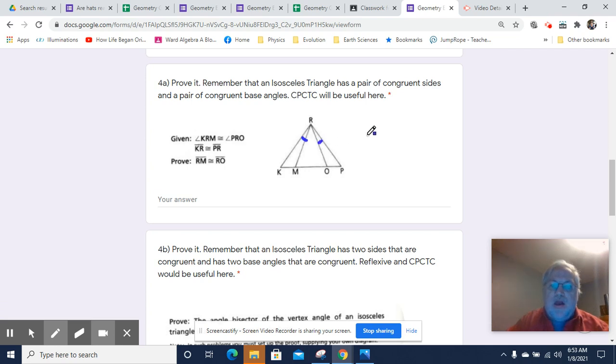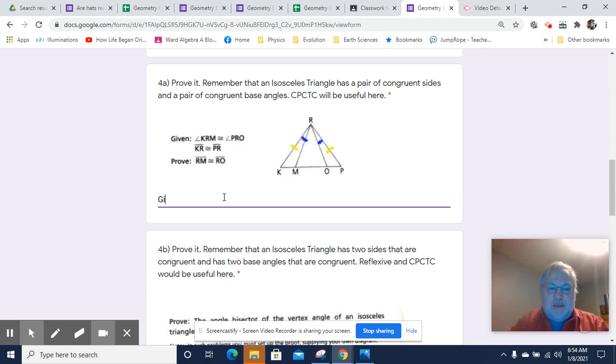And if you're working on this, trying to do it all in your head, it might get tricky. You may want to just draw this thing out and give yourself some room. We also have been given that KR is congruent to PR. Okay, now that has just established that RKP is an isosceles triangle. And that is going to give us a whole bunch of useful information to prove that RM and RO are congruent.